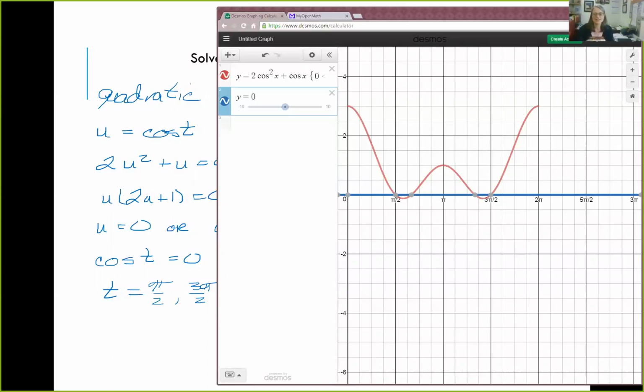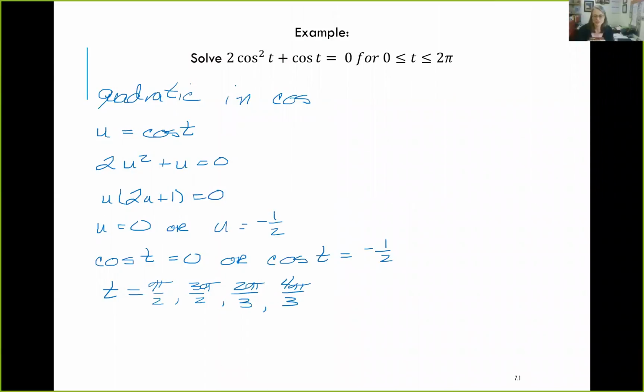Not that hard. Now, what you do need to know is where cosine of an angle equals 0, for what angles, and for what angles does cosine equal negative 1/2. These are unit circle values. You should have these memorized. All right.